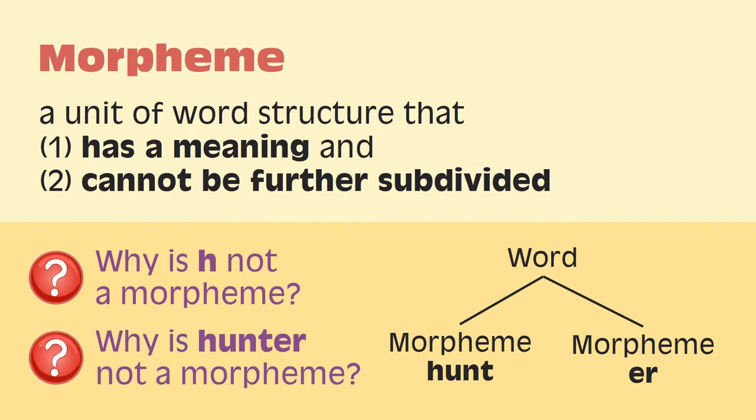What about hunter? Why is hunter not a morpheme? Here the answer is the opposite. Hunter does have a meaning, but it's not a morpheme because it can be further subdivided. We can break it up into two meaningful parts, hunt and -er. These parts are morphemes, but the word hunter as a whole is not a morpheme. A morpheme is like an atom. It's the smallest meaningful piece that we can find inside a word.